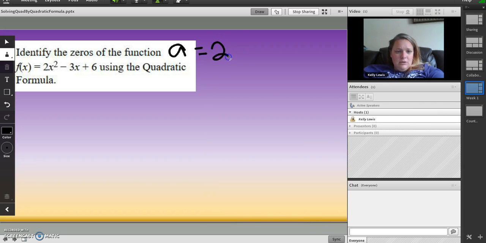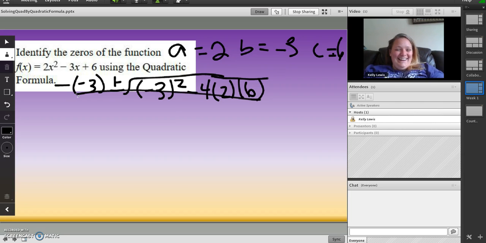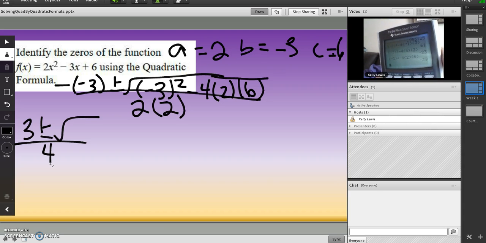A is 2, B is negative 3, C is 6. The formula is negative B plus or minus the square root of B squared minus 4AC, all over 2A. All right, negative negative 3 is 3 plus or minus something, and then 2 times 2 is 4. Negative 3 squared minus 4 times 2 times 6. All right, we get negative 39.